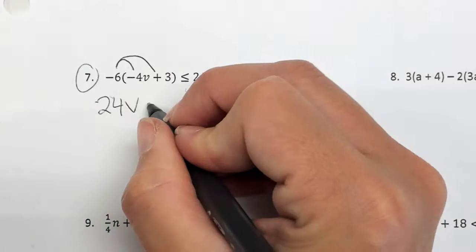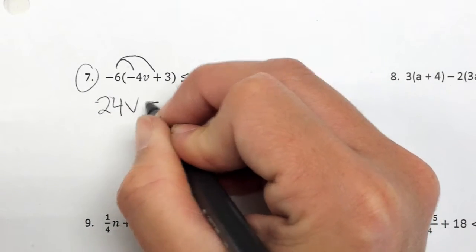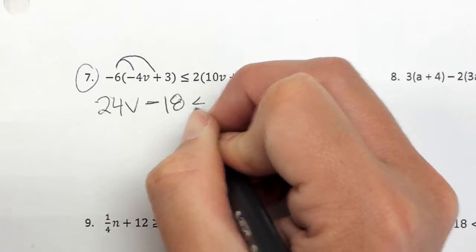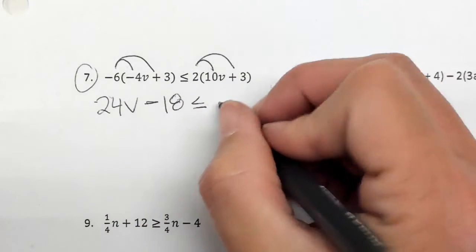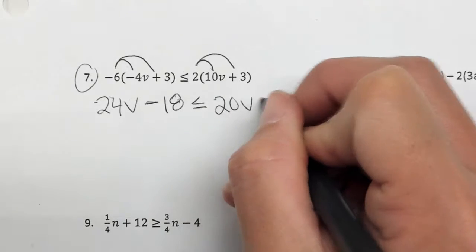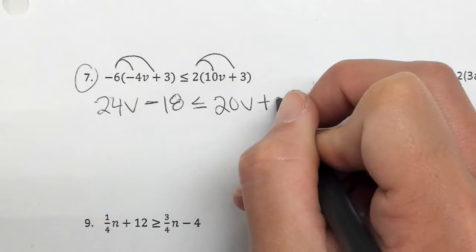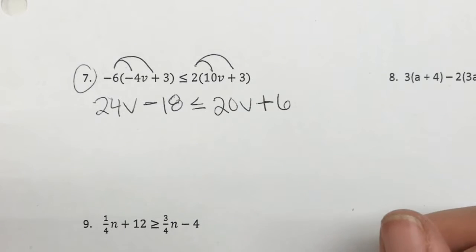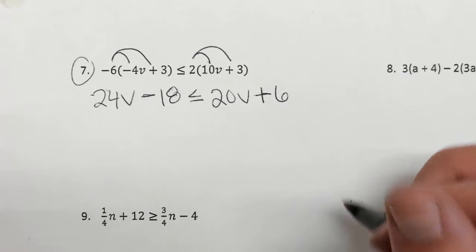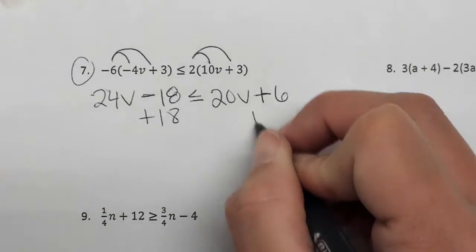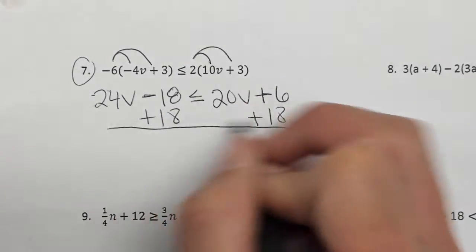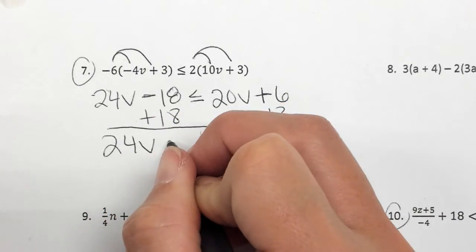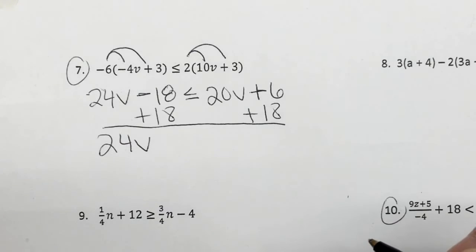24B. Alright, and then negative 18. Good. Alright, Sierra, on the other side, when we distribute the 2, we're going to have what? Good. Alright, Simon, what do I do from here? Or what would you like to do? Add 18. Okay. That's going to give me 24v. Do I change the sign? No. Nope.